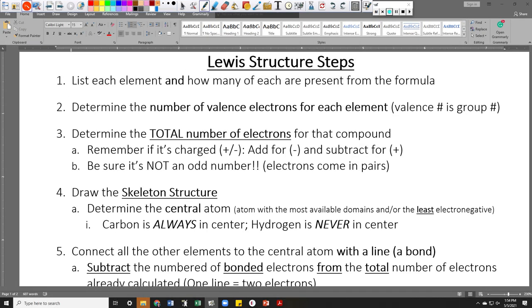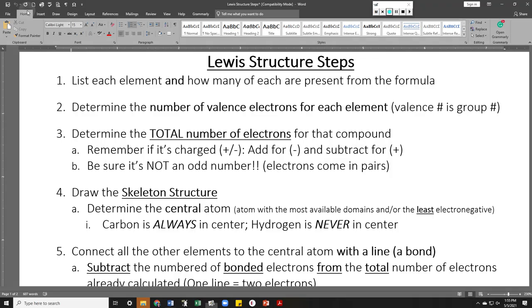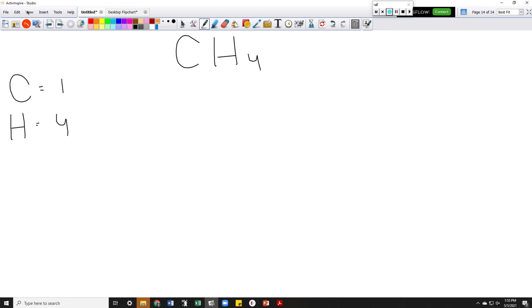Number 2. Determine the number of valence electrons for each element. Well, how in the world are you supposed to know that? Keep reading. Valence number is the group number. So you're going to need your periodic table for this. Okay? So carbon, what group number is it in? 14, so it has how many valence? 4. Hydrogen is in group 1, so it's got 1 valence, right?